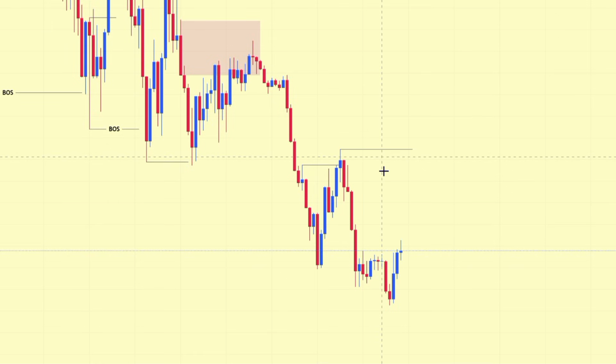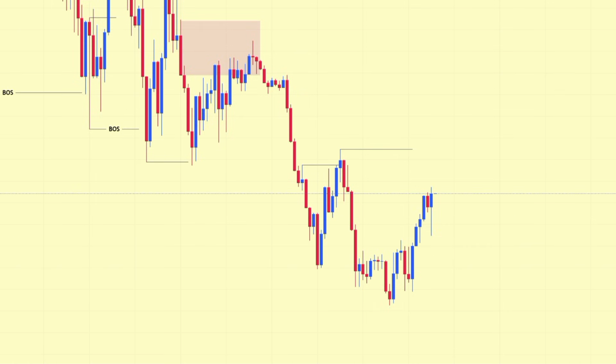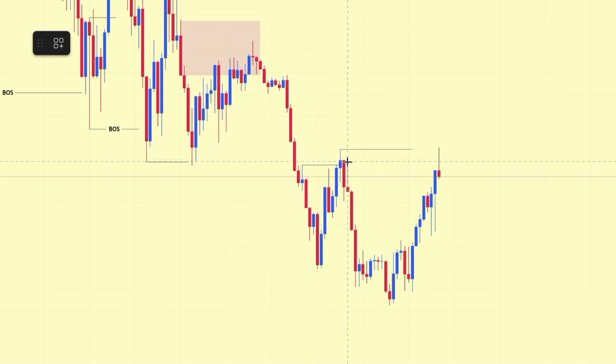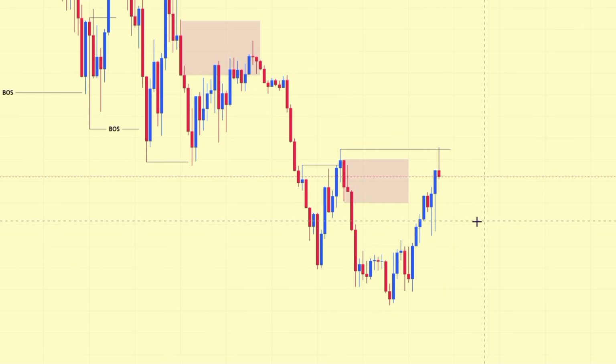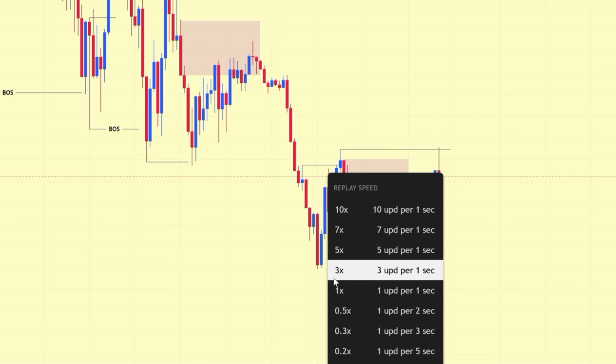All right, so price created another. Okay, so this is not a valid pullback because those were inside bars. So now let me continue running price. Okay, so price has mitigated that SMT exactly right here. We can clearly see the SMT, and price has taken out the major inducement exactly right there.